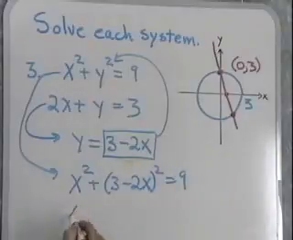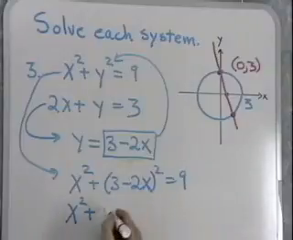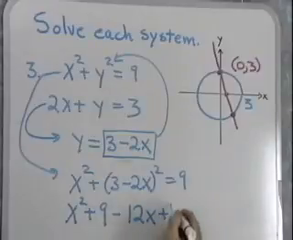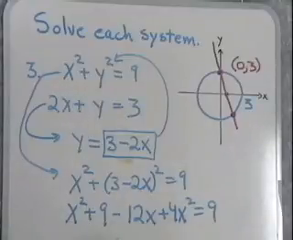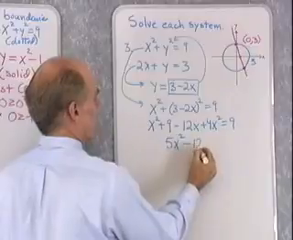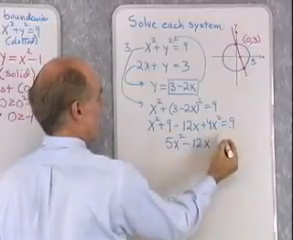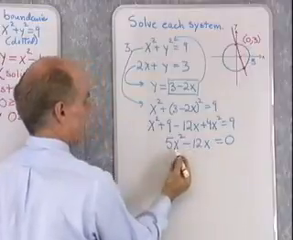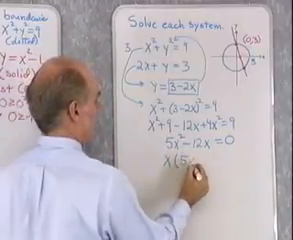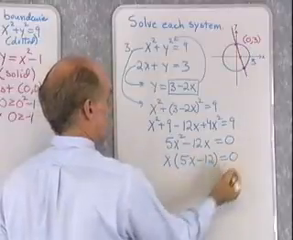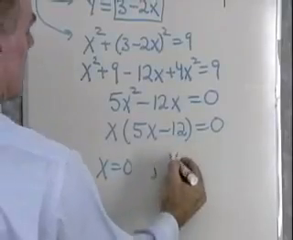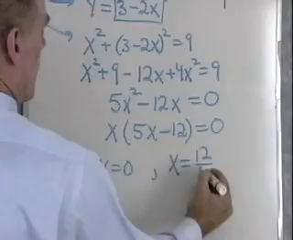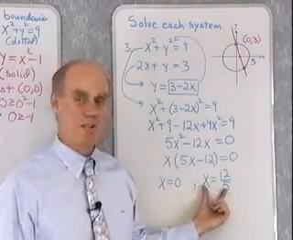Okay, let's solve this equation. X squared plus, okay, I've got to square this binomial: 9, minus 3 times 2 is 6, doubled is 12, x, plus 4x squared, is equal to 9. 1x squared plus 4x squared is 5x squared, minus 12x, and then I'll add negative 9 to both sides, so I end up with 0. Factor x out of these two terms, and I have x times (5x minus 12) is equal to 0. That tells me that x is equal to 0, or 5x minus 12 is equal to 0, which means that x is 12/5.